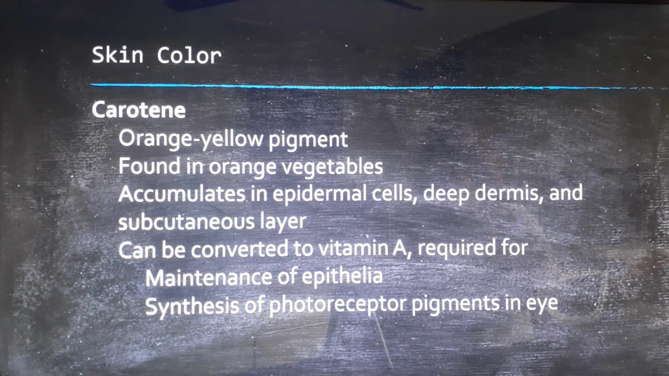Now, this pigment is needed to be converted to vitamin A, which you need to maintain your epithelia, and it gets converted into a pigment called retinol, which is how you see. So this is a very good thing to have, just don't eat so much of it that you turn orange.